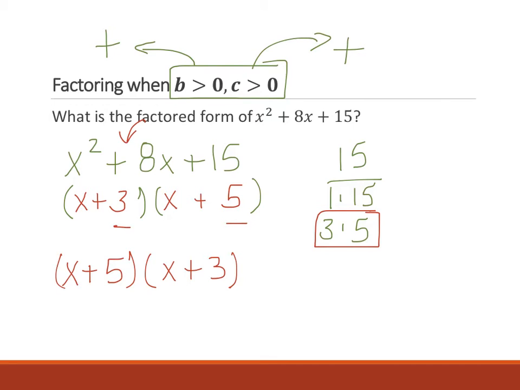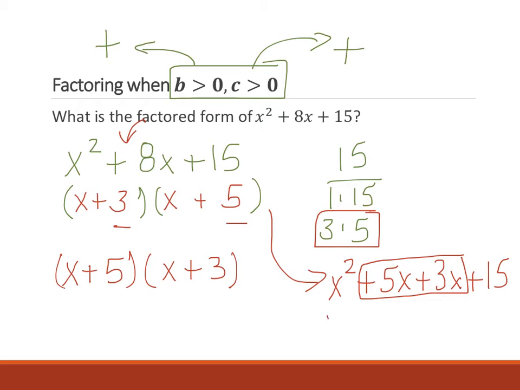Okay, so now I'm going to check my answer. So we're going to FOIL x plus 3 times x plus 5 and see if in fact we do get the trinomial back again. So x times x is x squared plus 5x plus 3x plus 15. And my two middle terms do in fact add together to give me x squared plus 8x plus 15. Let's try another one.